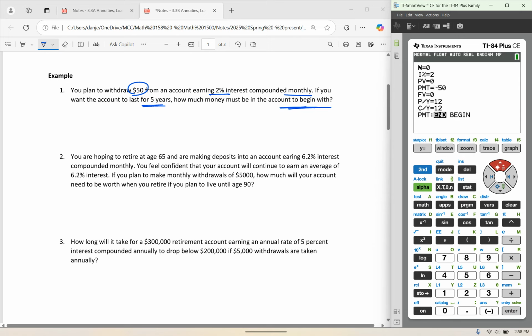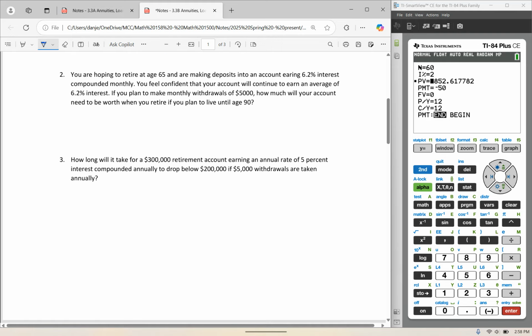Also notice that the payment this time is negative. The payment's negative because I'm withdrawing the $50. In our previous video, it would have been positive because we were depositing $50. We want our money to last monthly for 5 years. That's going to be 60 months. So to calculate the present value, Alpha Solve, we need to begin with $2,852.62.